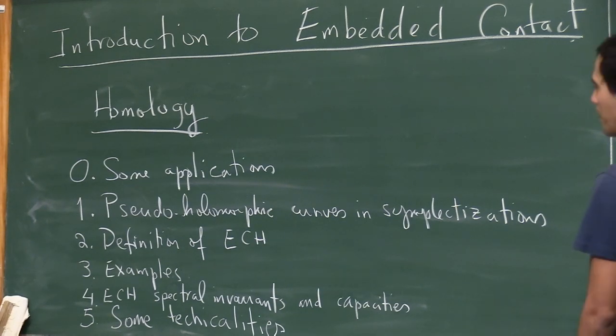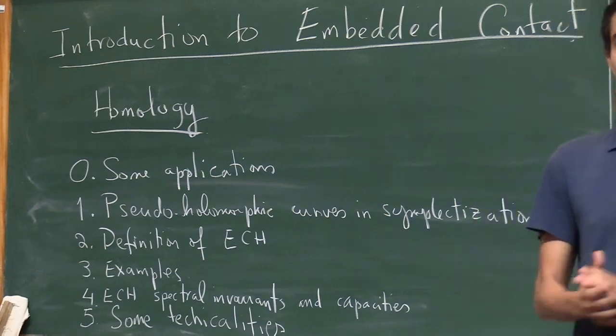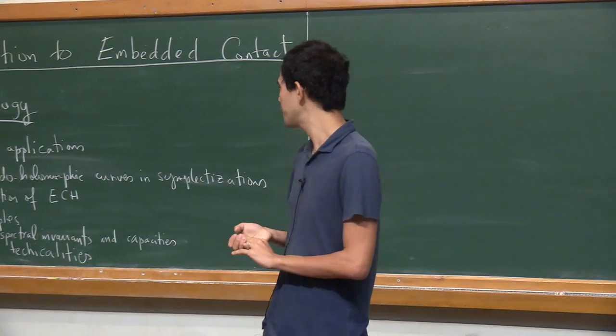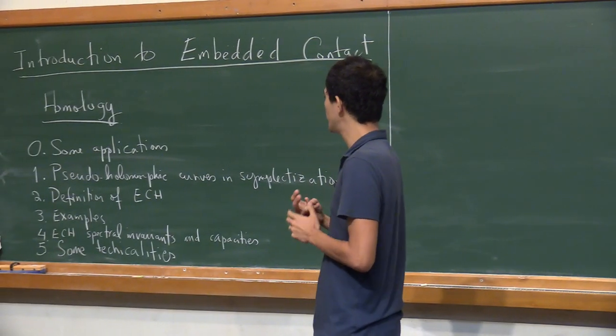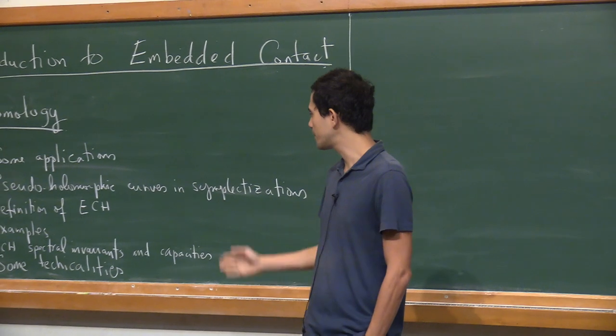I'll start with some applications so you can see why embedded contact homology is nice and what some of the things you can do with it. And then I will talk about pseudo-holomorphic curves and symplectizations, which Joe talked a little bit about already on Tuesday afternoon, and then Gonzalo talked a little bit about on Wednesday morning, but I want to review some things that will be important. And then we'll define ECH, which will take some time. And then I'll explain some examples.